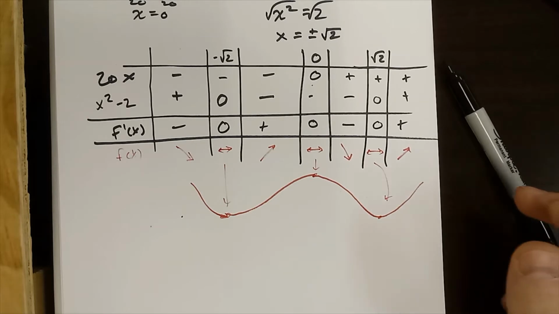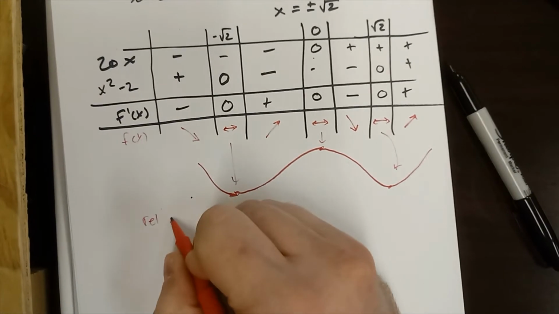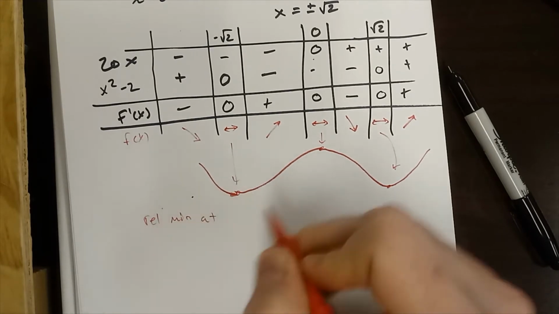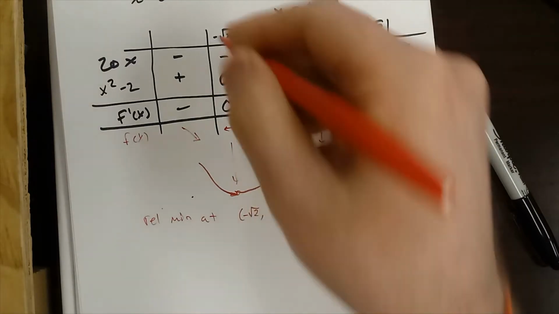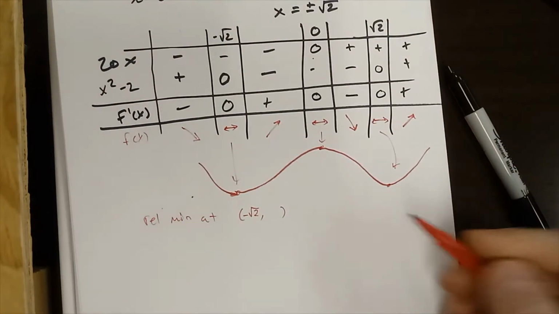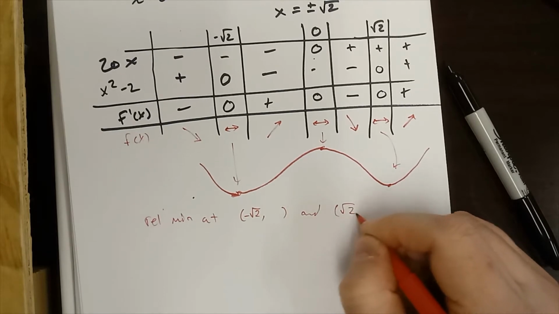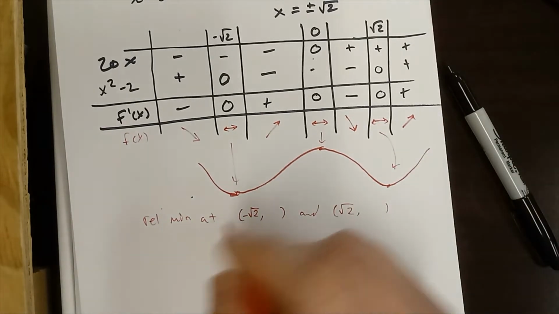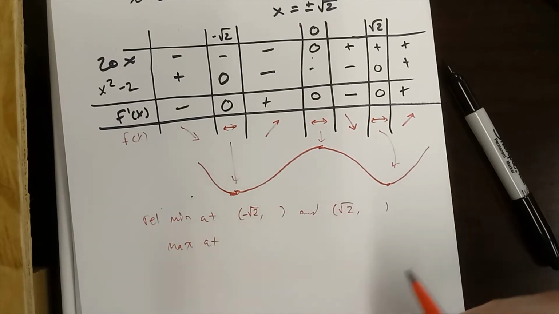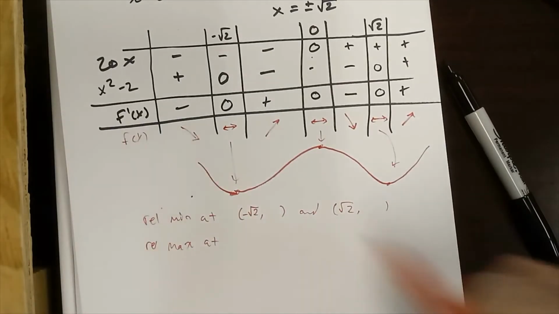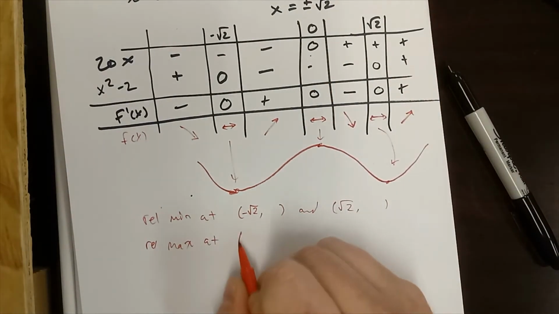So the way that we figure out what those points are, we can say relative min at negative root 2, comma, whatever the y value is, and I plug in negative root 2. And then same thing for positive root 2, comma, whatever we get. And then we're going to get relative max at 0, comma, whatever we get.